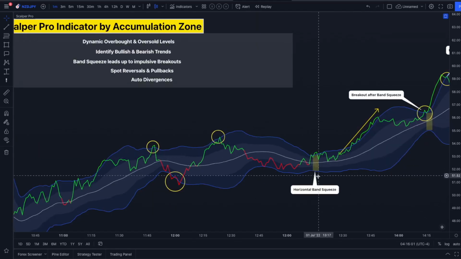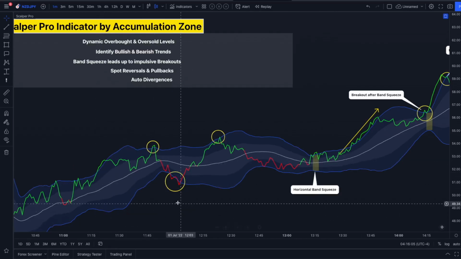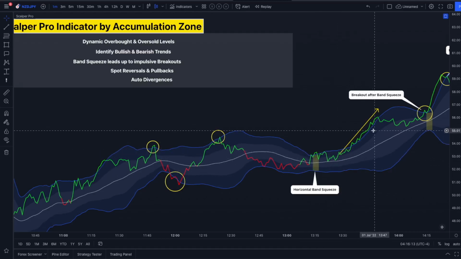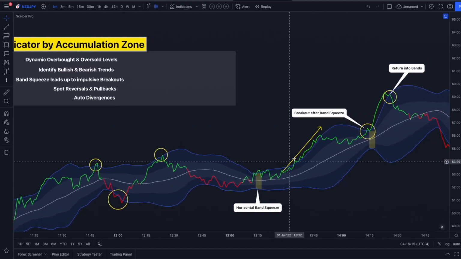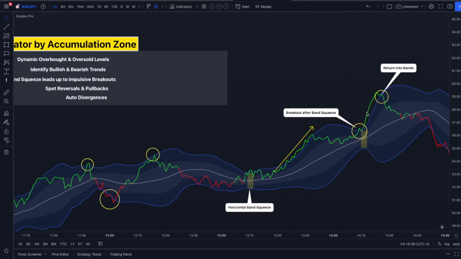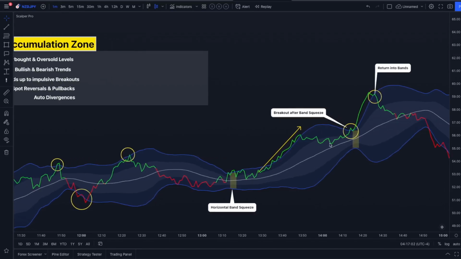We have a horizontal band squeeze, so compared to here where the market was trending, we had a volatility band squeeze here. And we broke out of this band squeeze and we continued with a massive uptrend. Same thing here, we had our massive uptrend after a horizontal band squeeze, and shortly after, the bands squeezed again, both the upper and the lower one.